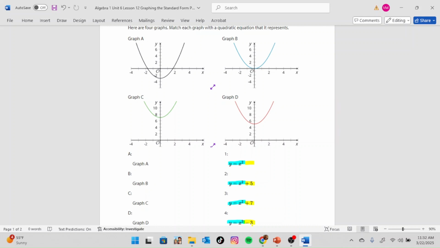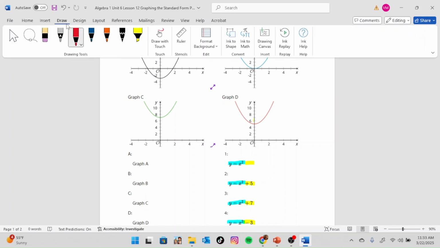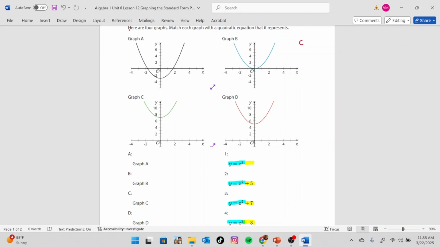Well, look back up at the graphs. Graph A goes down into the negatives. Graph B sits right at the origin. And graphs C and D both move up into the positives. It turns out that the C term is your y-intercept.